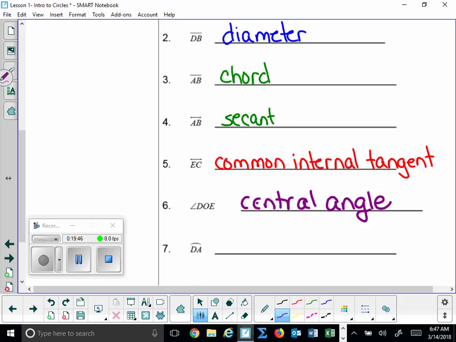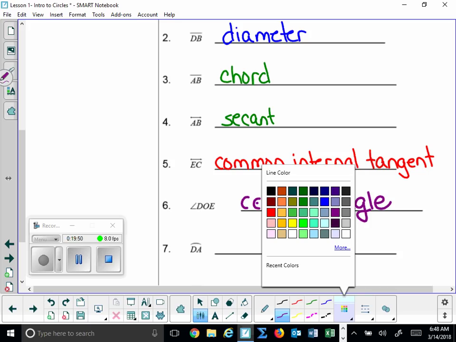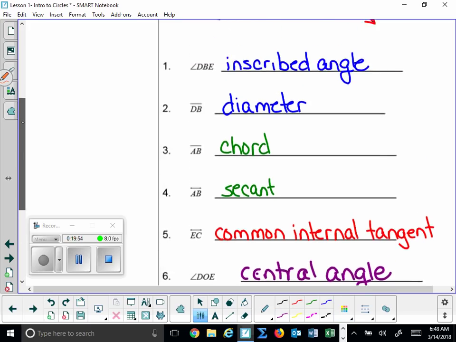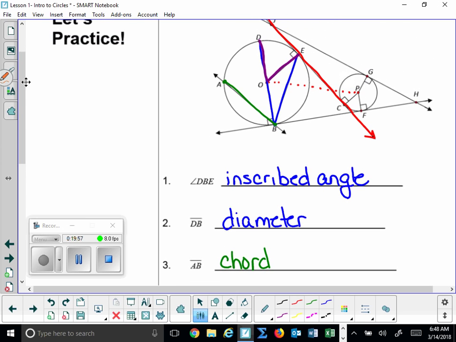And arc DA. Let me pick up yet another color. How about orange? Let's go arc DA. All right, so is that less than 180 degrees, equal to 180 degrees, or greater than 180 degrees? It's less, so this is a minor arc.